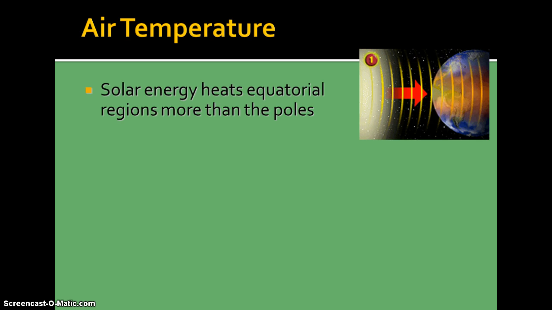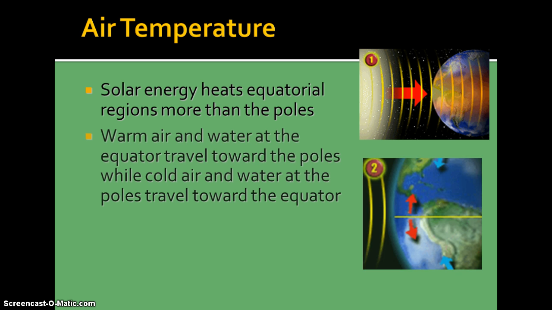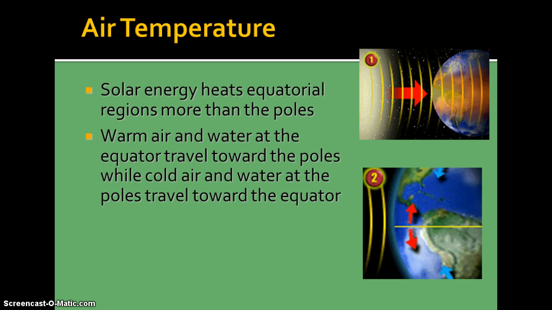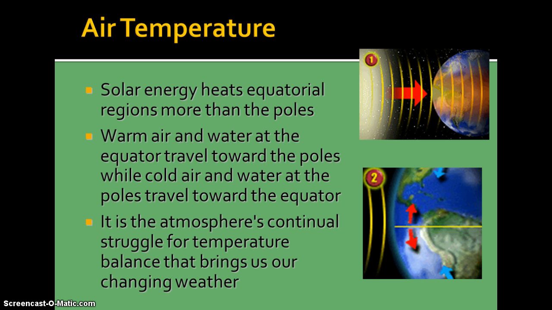When solar energy enters the Earth's atmosphere, it's going to heat up the equatorial regions more than the poles. And so when that happens, the air and the water at the equator is much warmer. So that warm air and water is going to travel towards the poles, while the cold air and water at the poles is going to travel back towards the equator. It's this constant struggle for temperature balance that causes weather changes on the Earth.